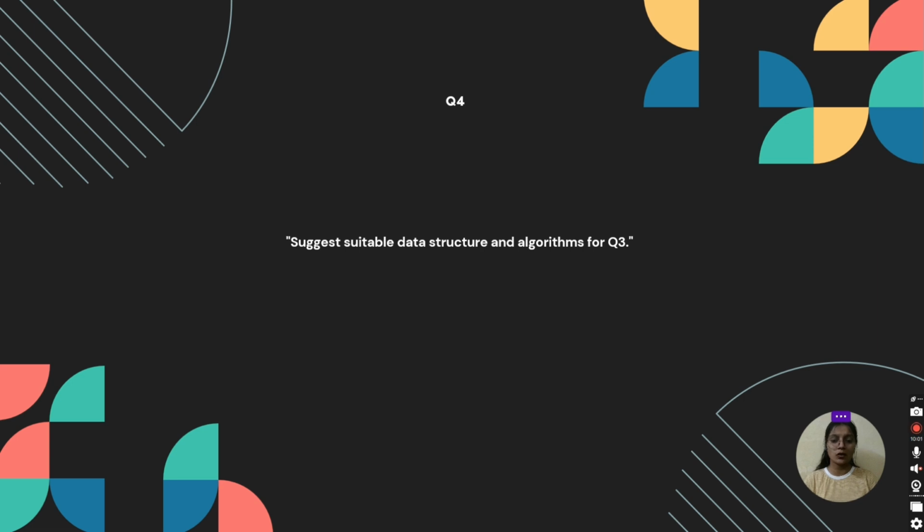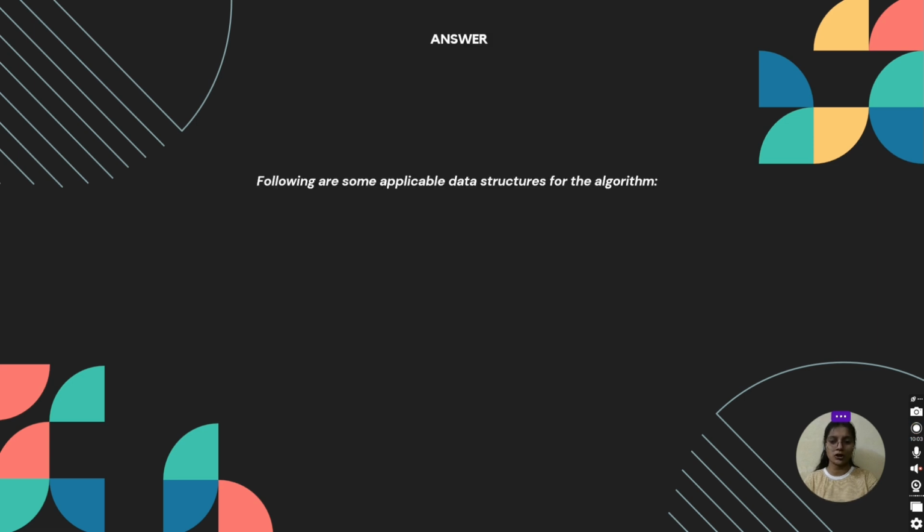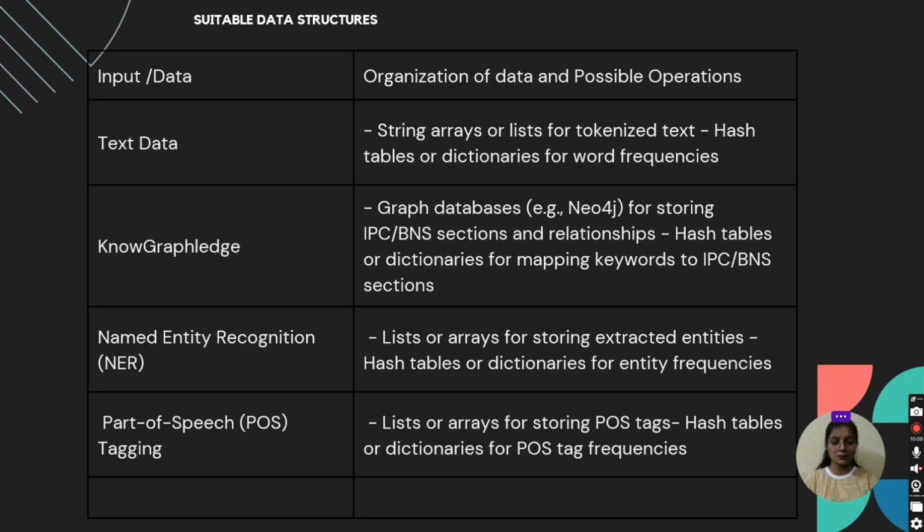The fourth question is: suggest suitable data structure and algorithm for question 3. So the following are some applicable data structures for the algorithm. Suitable data structures for text data depend on the input data, organization of data, and possible operations. The second is text data: string, arrays or lists for tokenized data, hash tables or dictionaries for word frequencies. Knowledge graph, graph databases for storing IPC BNS sections and relationships; hash tables or dictionaries can be used.